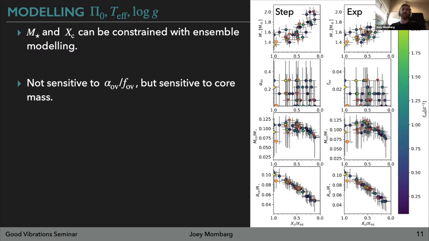So from using ensemble modeling, which means we assume that all stars adhere to the same physics, we can get a quite good estimate of the mass and age. But as you see in the second row, the overshoot is not very well constrained using this method, but we are quite sensitive to the mass of the convective core.